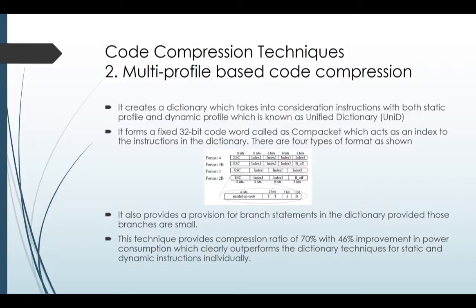Once the dictionary is created, the first instruction inside the dictionary is considered, and the compiler tries to build a COM packet. A COM packet is basically a 32-bit code word which is used for compression. The figure below shows the different types of COM packet. This technique provides a compression ratio of 70% with a power improvement of 46%, and hence is very widely used.